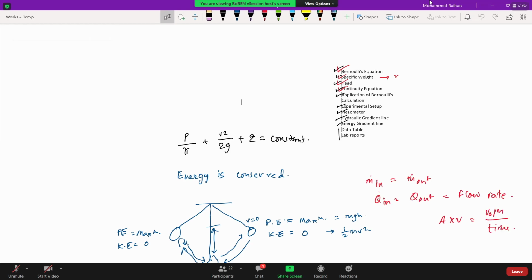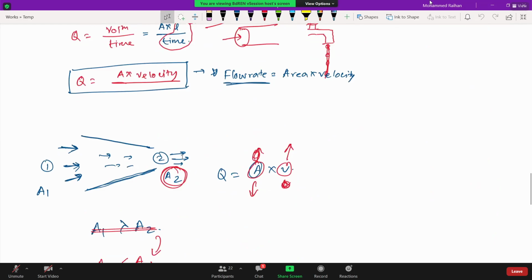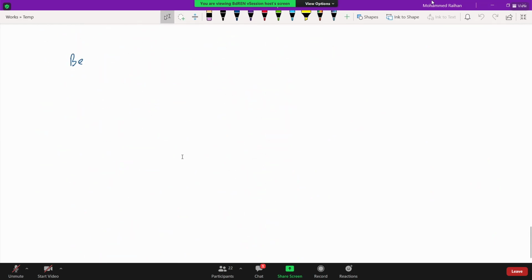Now, applications of Bernoulli's equation. I will be showing you one application of Bernoulli's equation. Do you know how airplanes fly? There is something called an airfoil, and it looks something like this. The wing section. This is basically part of the wing. The wing looks something like this, right?